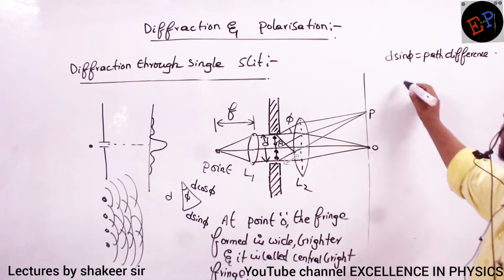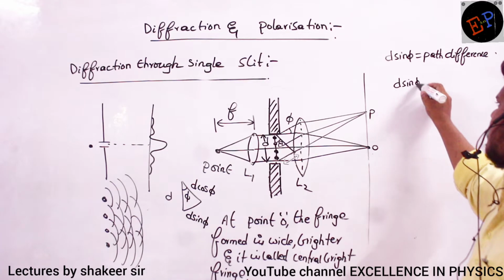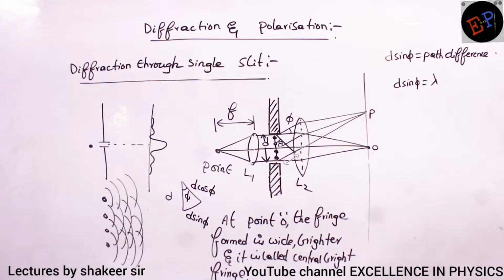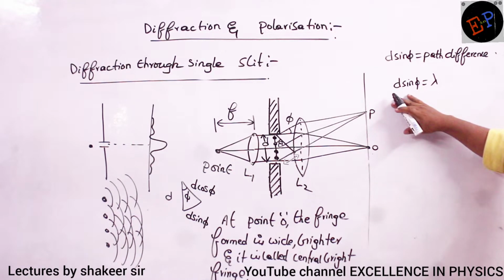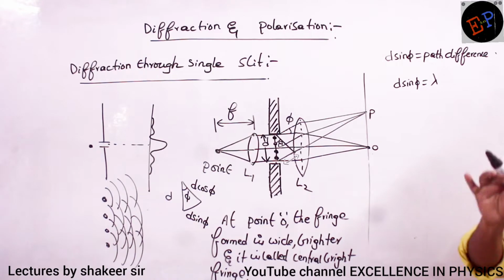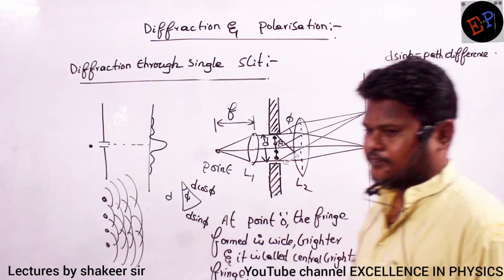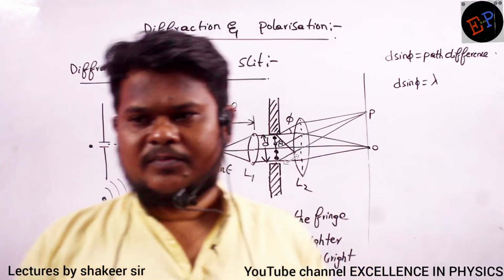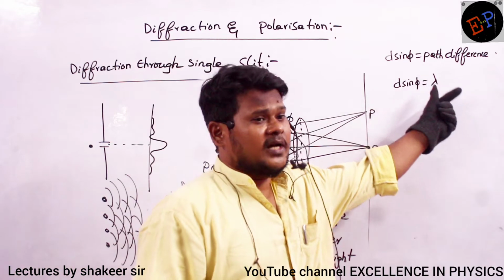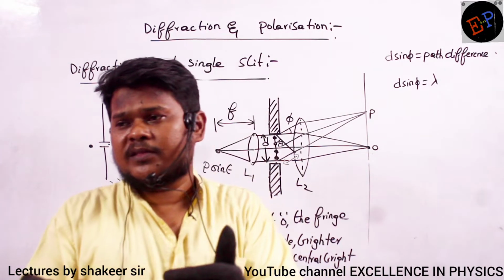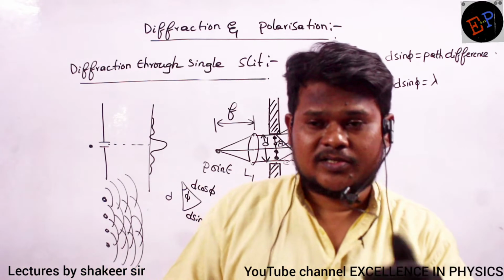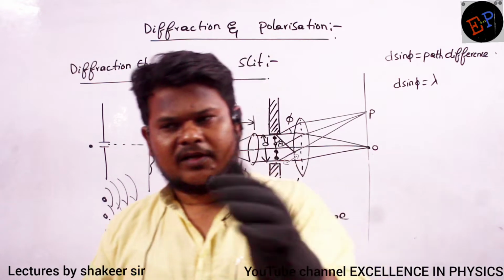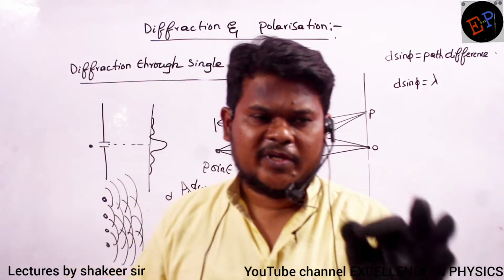Now see. When D sin phi is equal to lambda, path difference I am taking lambda. When path difference is lambda, will the waves interfere constructively or destructively? Constructively, that's all. When D sin phi is equal to lambda, one wavelength extra, not half wavelength. One wavelength extra means a trough superposes on trough, crest superposes on crest. So it should be constructive.